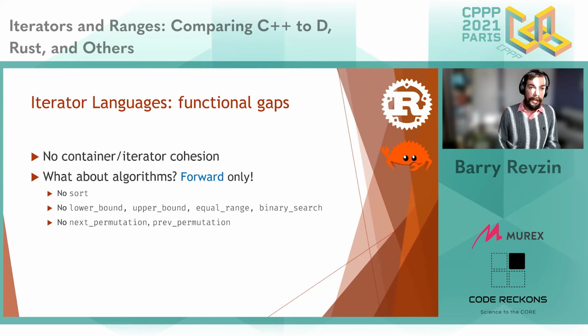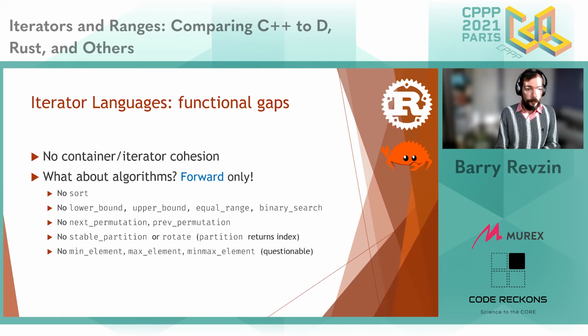So algorithms like next permutation and prev permutation, which require moving back and forth all the time, you can't do on a generic Rust iterator. You also can't do stable partition, and there's no rotate in Rust. You just can't do it. You can do an unstable partition because that doesn't require bidirectional access, and so Rust does support that. But it returns an index, not an iterator, like a lot of these algorithms do.